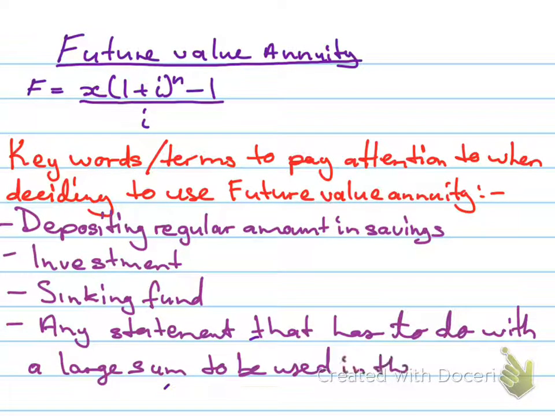So here, any statement that has to do with a large sum to be used in the future for a specific purpose, or raising money by a certain date in the future, you use the future value annuity formula. So you will be paying fixed amounts of money in order to raise that money so that you can carry out whatever project needs to be done in the future.